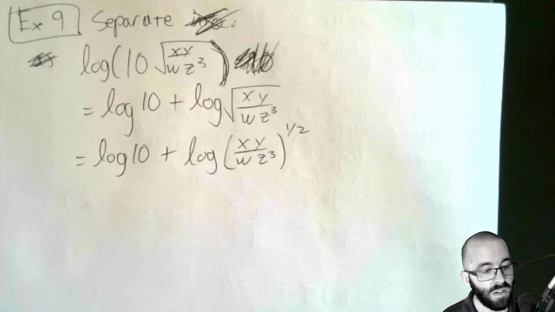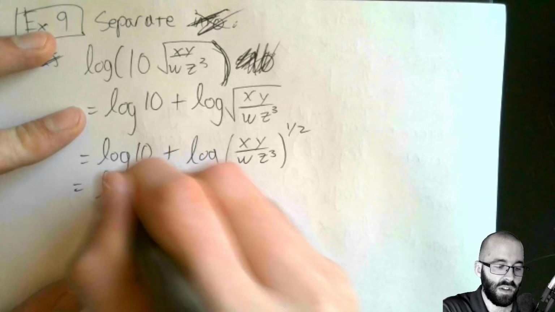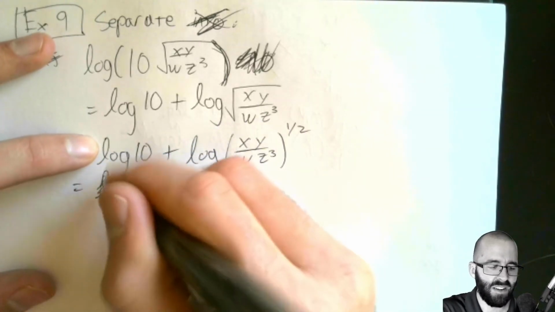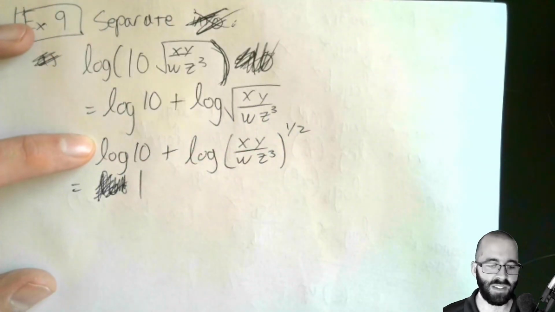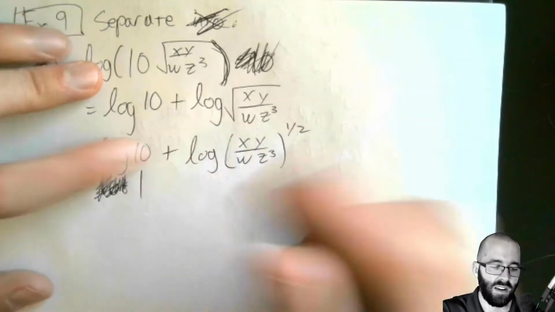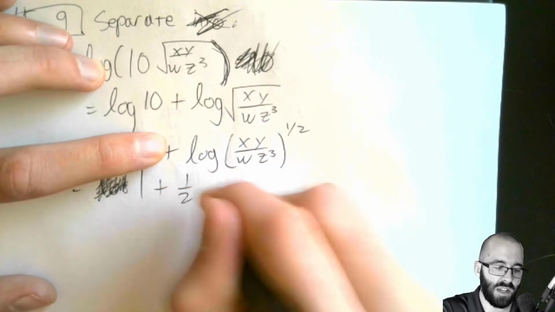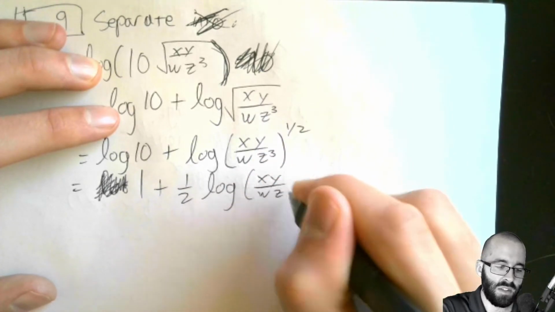And now we can use the power rule, which will give us, let's stop writing log of 10, right? This is the common log. This is log base 10 of 10. The log of 10 is just 1. Look how much writing I'm saving myself. So 1 plus this log. Well, the power rule says the 1/2 comes down. Now we have the common log of xy divided by wz cubed.